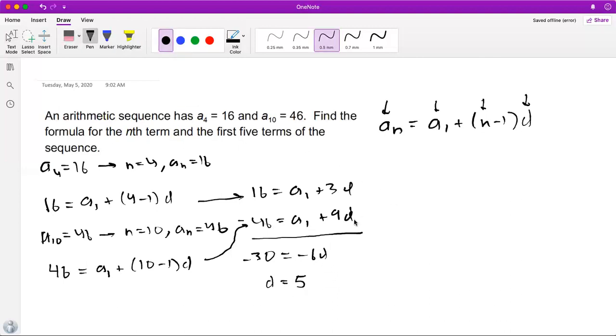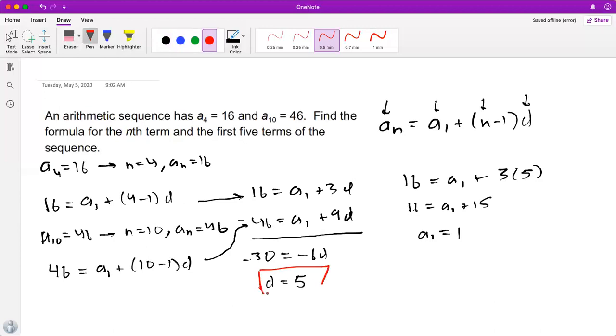And then you can just pick one of these 2 to plug D back into. Maybe I'll plug it into the first one. So 16 equals A1 plus 3 times 5. Remember, the common difference I found is 5, so I just plug that in here. 16 equals A1 plus 15. So A1 is 1. So now I know D is 5, A1 is 1.